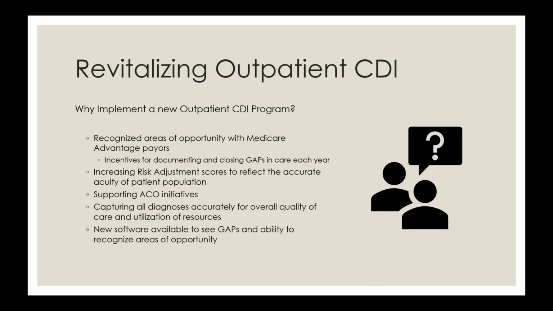Also, increasing your risk adjustment scores to make sure you're accurately reflecting the acuity of your patient population. Also, if you're a part of an ACO, it can support those initiatives. Capturing all diagnoses accurately for overall quality of care and utilization of your resources. And also, there's now more software available to see those gaps in care and those RAF scores, to be able to recognize those areas of opportunity, because it's come a long way since our original program.